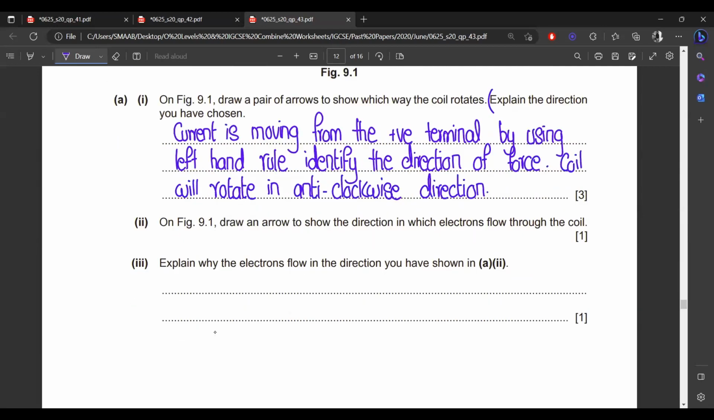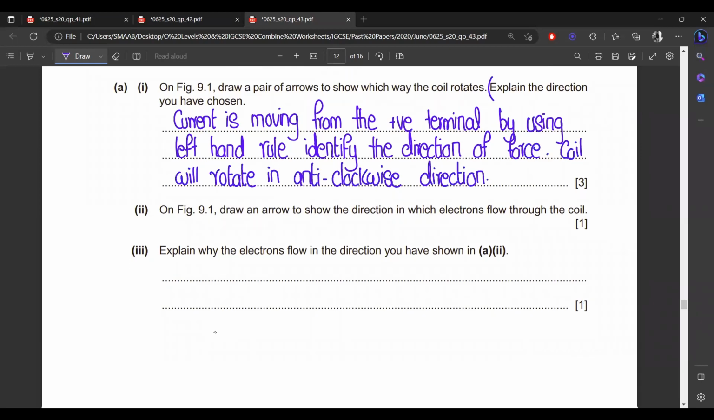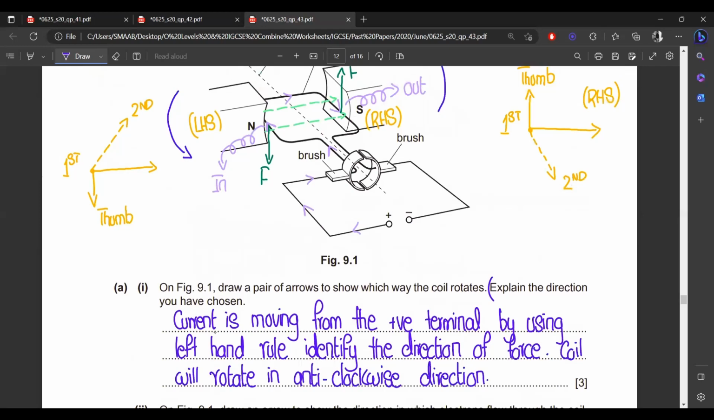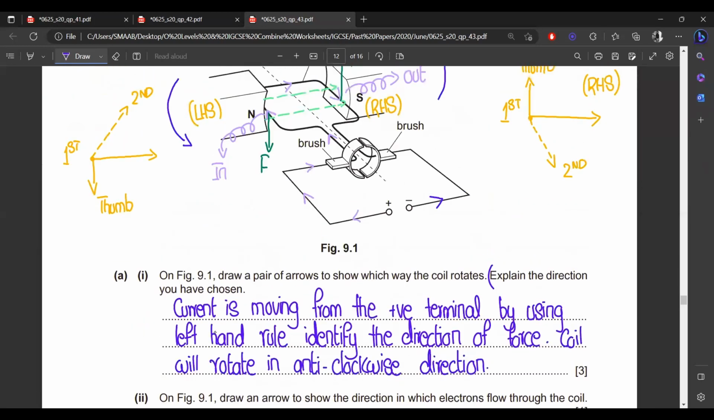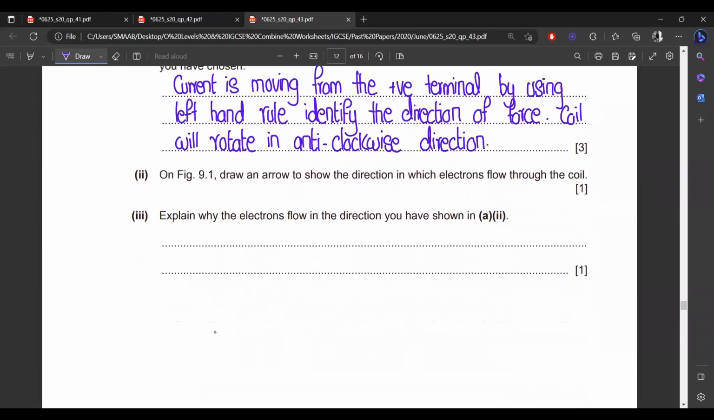Yes. Okay. So on figure 9.1, draw an arrow to show the direction in which electrons flow through the coil. So now we need from negative. So that is the electron flow. The second part of the question, this one. So this is for the second part actually. Explain why the electrons flow in the direction you have chosen in part A.